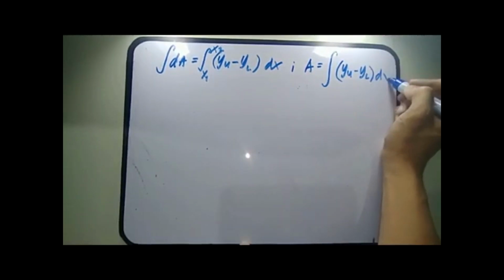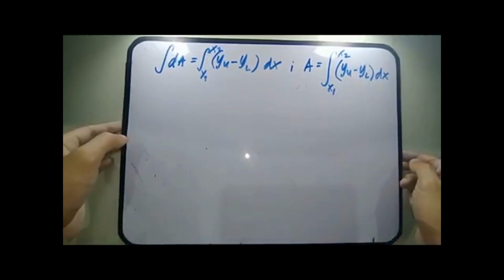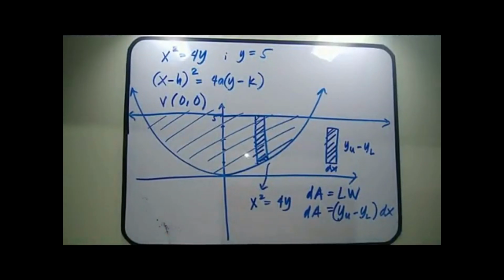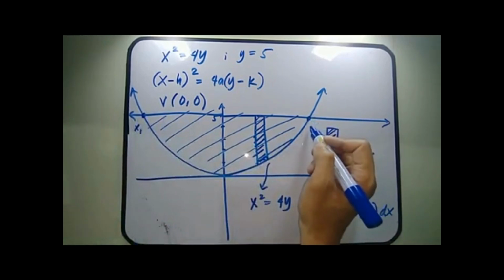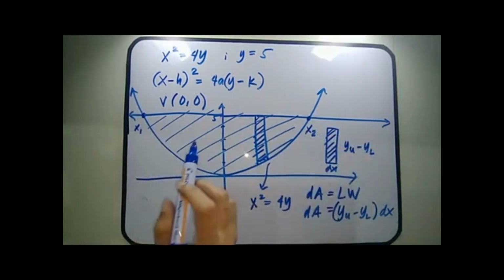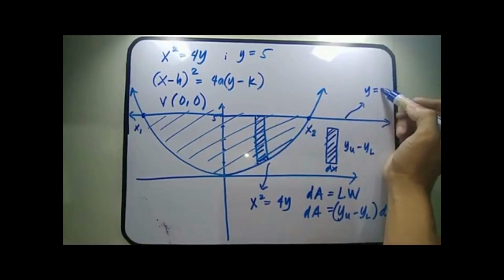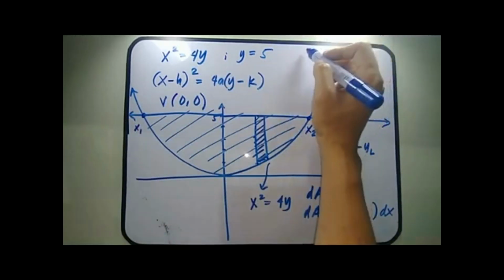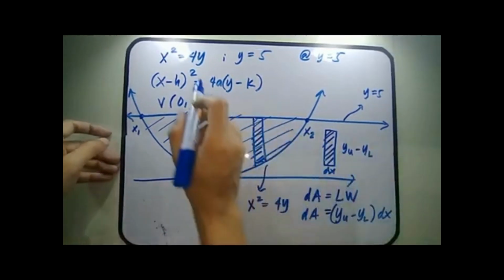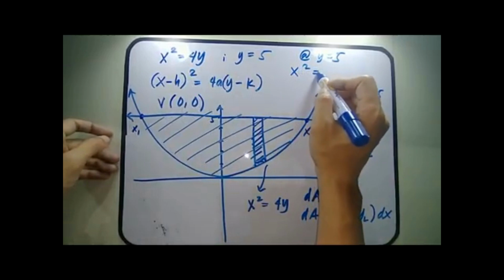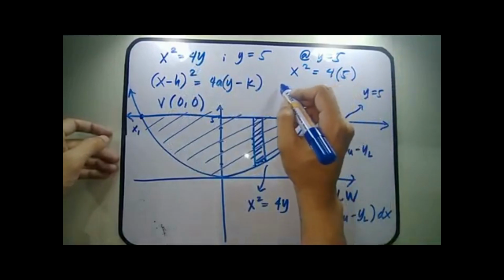Now we need to determine all those elements. So what is x sub 1? So x sub 1 is actually the intersection there. So that is x sub 1, this is x sub 2. So those are the boundaries. So we need to determine that x sub 1. So x sub 1 at y is equal to 5. So just input y is equal to 5 in your parabola. So substitute in the parabola. So x squared is equal to 4 times 5. Therefore, we have x as the square root of 20 or 2 square root of 5.